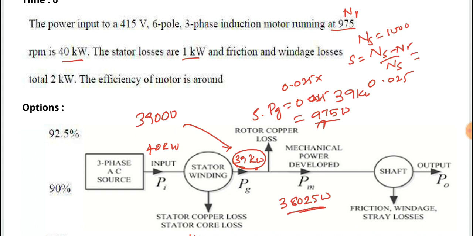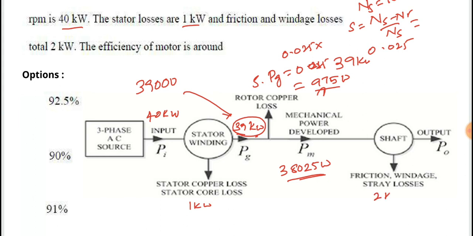Now from that, the friction and windage losses will be how much? It is 2 kilowatts, so that means 2000 watts here. Whatever the power output is, out of 38,025, 2000 less means 36,025 watts will be the power output. Now you know that input is there, output is there. So this is the input and this will be the output.